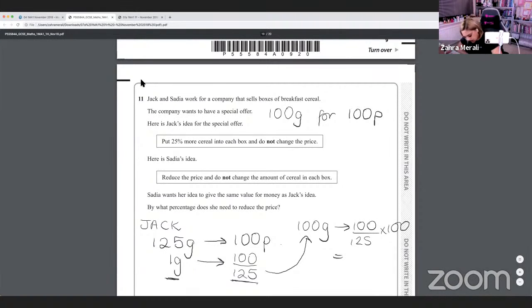Okay, so it cancels down. We can divide top and bottom here. So you're just going to take your top and you're going to divide your bottom as well by 25. So you're going to get 4/5 times 100. 100 divided by 5 times by 4 is going to give you 80. So 80 pence. Right, so by what percentage does she need to reduce the price? She needs to go from 100 pence to 80 pence. So she's reducing it by 20%.